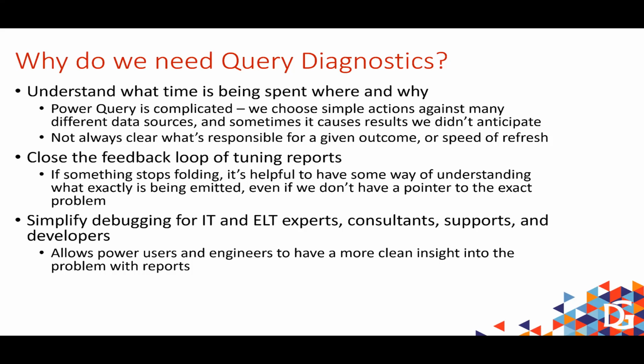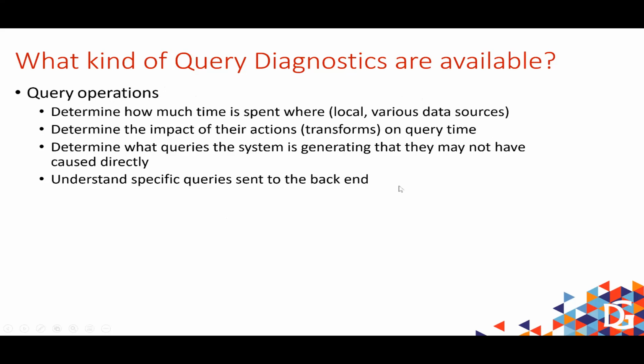So we have a variety of outputs available today. The first set of outputs, which come in a basic and a detailed form, deal with the query operations happening. How much time is being spent where, like we said, local and various data sources. What is the impact of your actions on query time? Although getting this back out is a little bit complicated in how you have to visualize. Understanding what queries the system is generating that you might not have caused directly.